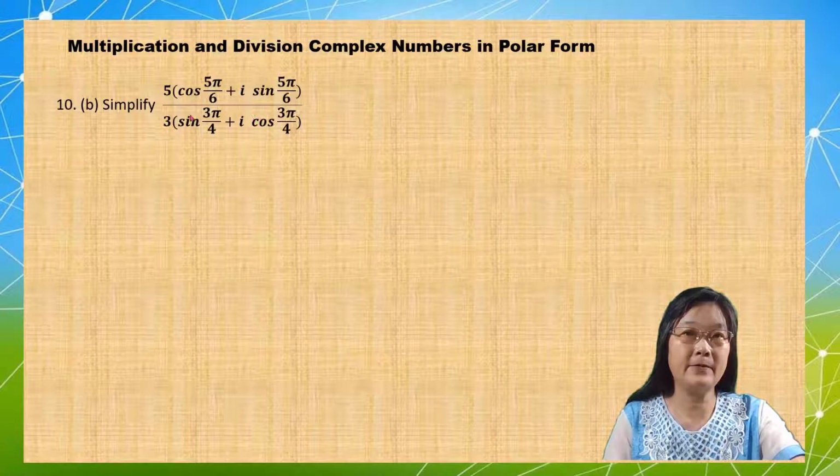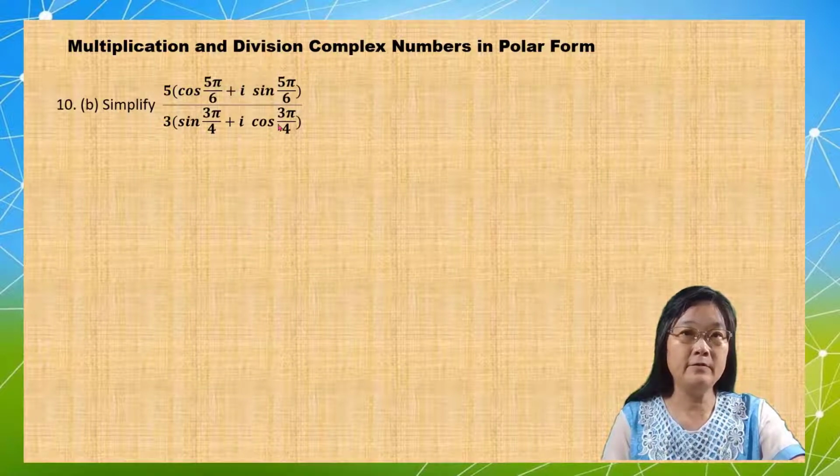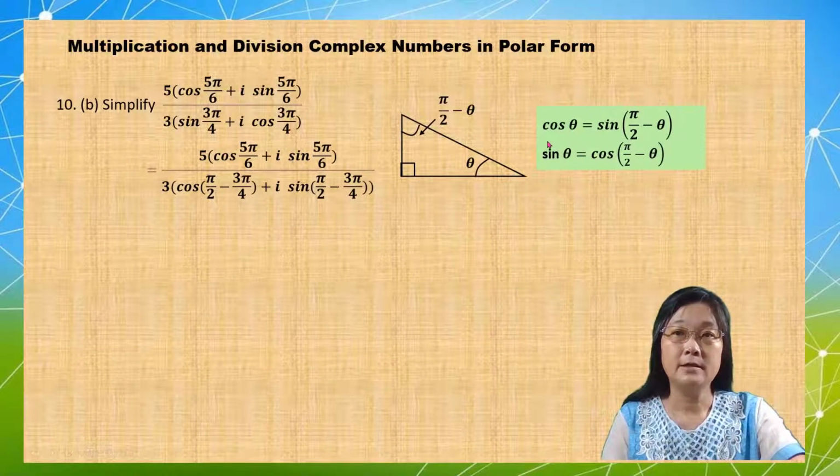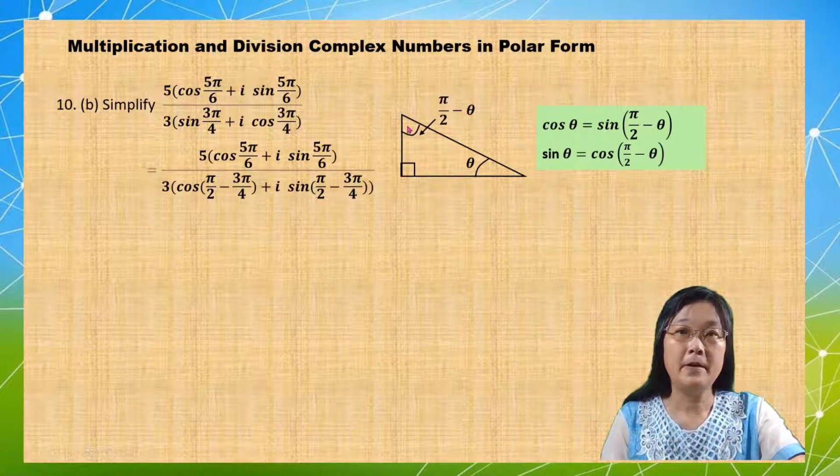Now let's look at this example. Before we start, we must make sure that the polar form is correct. So when we look at this one, it is correct. But when we look at here, it is not correct, because this is sine and this is cos. So this is not correct. To change sine to cos and cos to sine, we are going to use the complementary angle. That is, cos theta is equal to sine of pi over 2 minus theta. Sine theta is equal to cos of pi over 2 minus theta.